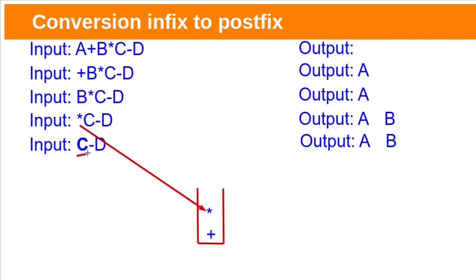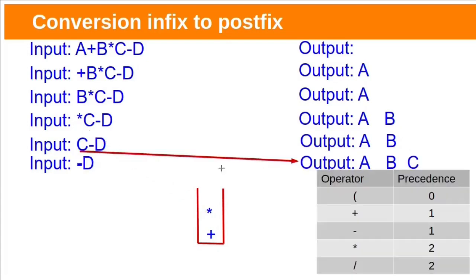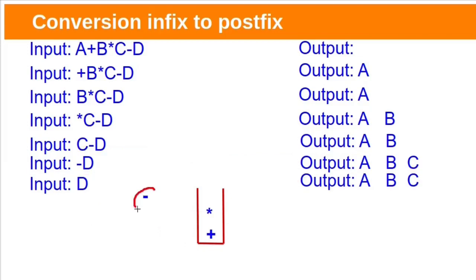Here the next token is C, which is an operand, so directly add it to the output. After adding this C to the output, this is our input. Next token is minus. Assume it as O1. Here we have another operator O2. Its precedence is 2, which is greater than this O1. So before pushing this operator O1 onto the stack, we need to pop this operator O2 from the stack and add it to the output. So it will be popped and added to the output.